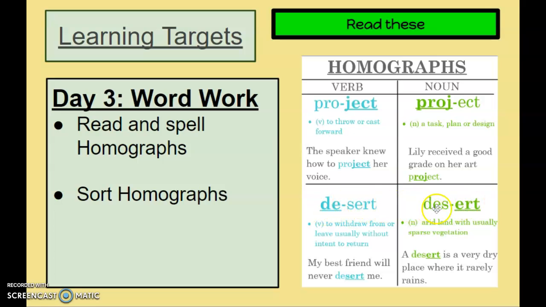Cool. The next homograph pair is right here. It's spelled exactly the same, but it has different meaning because you say it differently. So for example, desert, desert, to withdraw from or leave, usually without intent to return. My friend will never desert me. My friend will never leave me, will never abandon me. Desert, that's a verb, it's an action. And desert, arid land with usually sparse vegetation. A desert is a very dry place where it rarely rains. We just recently read about the Sahara Desert. That's a noun. It's a place.